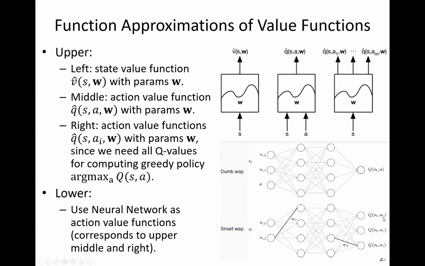So I think Carlo mentioned this before. Because you need all the Q(S,A)s for all A's for computing the argmax over A, the greedy policy. So the latter approach is predominant these days.